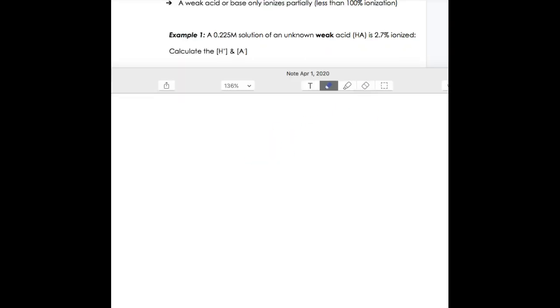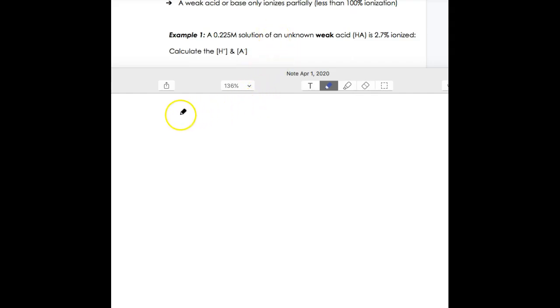Now here it says example 1, you have a 0.225 molar solution of a weak acid. We don't know what this weak acid is, so we could symbolize that with HA. The A stands for acid, and an acid has a hydrogen. And it says that 2.7% of that is ionized. Calculate the H plus and A minus concentration.